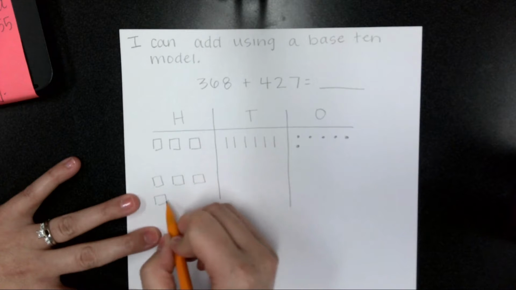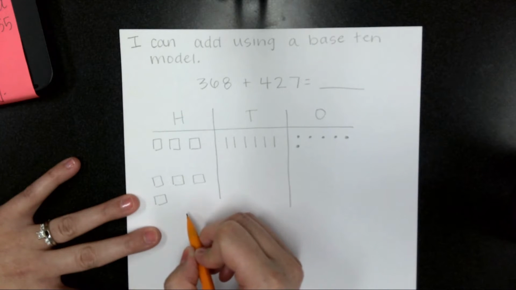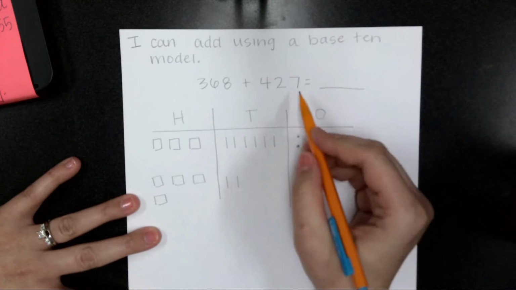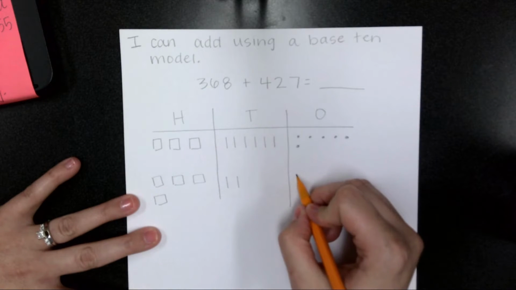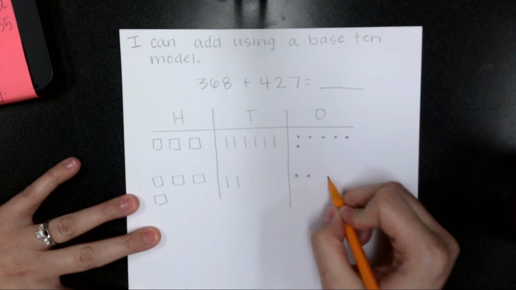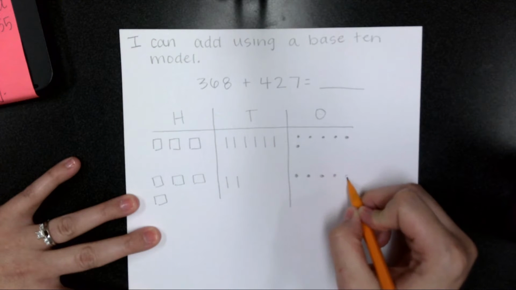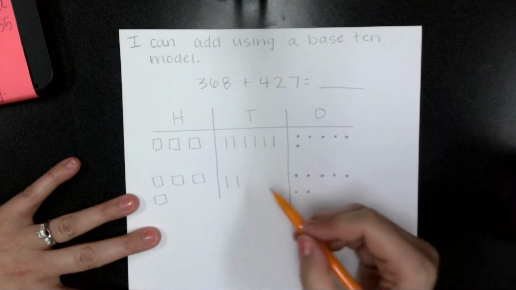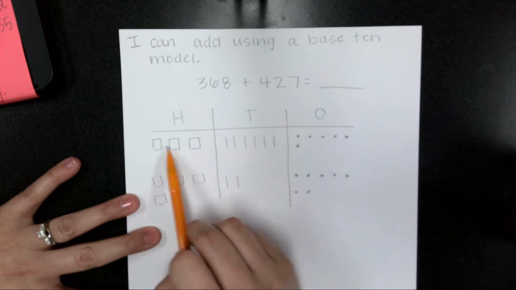Now I need 10, 20, and I know I have 7 ones. So here we go in another 10 frame. 1, 2, 3, 4, 5, 6, 7. So now I have very neatly represented 368 and 427. So now I'm ready to put those together.